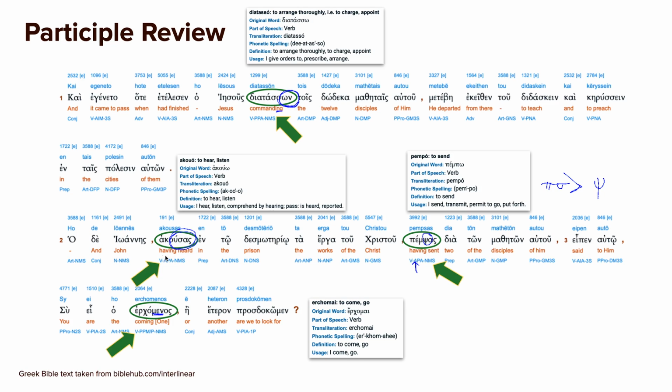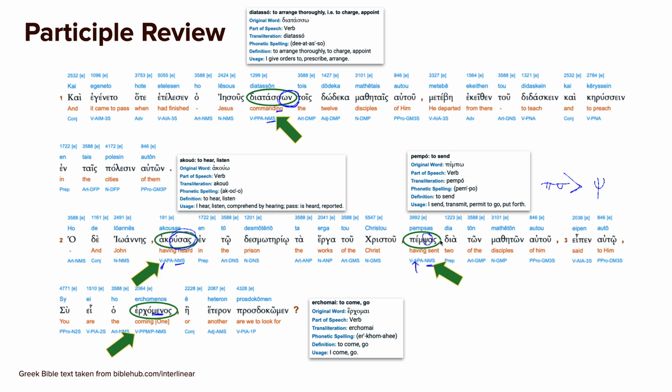John had already heard. So having heard about Jesus's works in prison, akousas. That's why we have an aorist participle. It kind of indicates that this action, the hearing, happened first before he sent out the disciples. And then again, having sent two disciples of his, so these are John's disciples, pempsas. So akousas, having heard, pempsas, having sent. And this is helpful because they're all nominative masculine singular. So that gives you an idea of the basic forms of those participles.